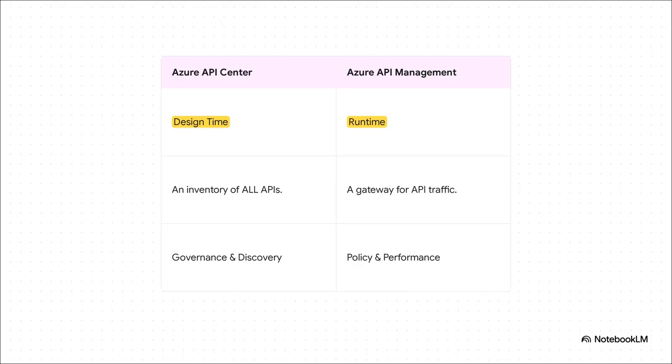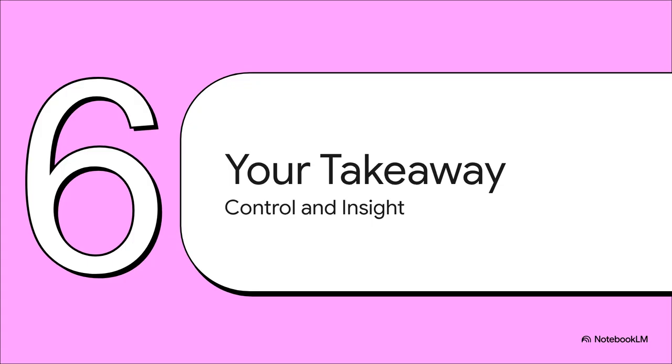Azure API Management, which is what we've been talking about, is the runtime engine. It's the gateway that's actually in the line of fire, handling the live traffic. See the difference? They're perfect partners, one for inventory and governance, the other for runtime execution and security. So, after all of that, what's the big takeaway? What should you really remember? It all boils down to two fundamental things: gaining control and gaining insight.